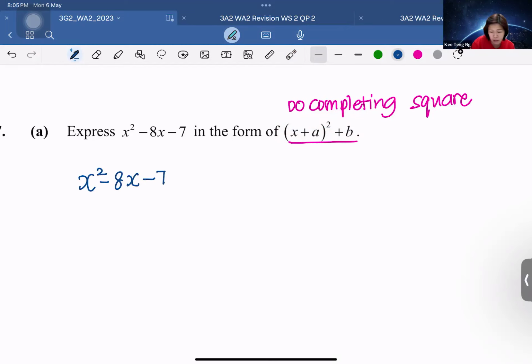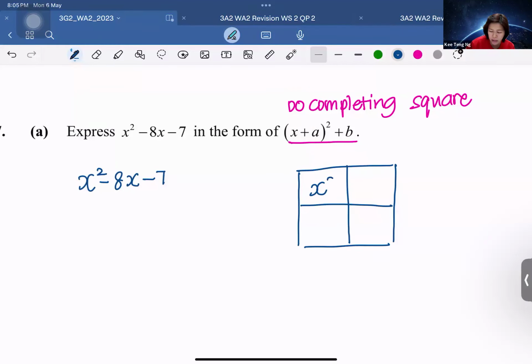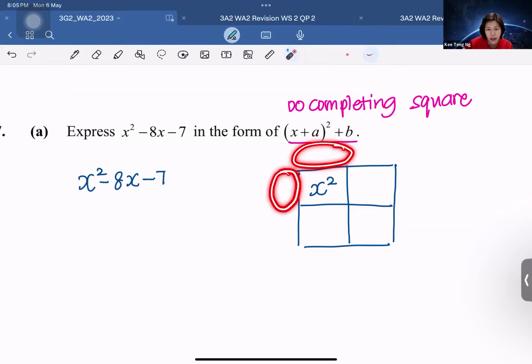Yes, need to divide the number. Let me draw my square first. We begin with x squared down here. What times what gives me x squared? The box, yes. So x times x gives me x squared.